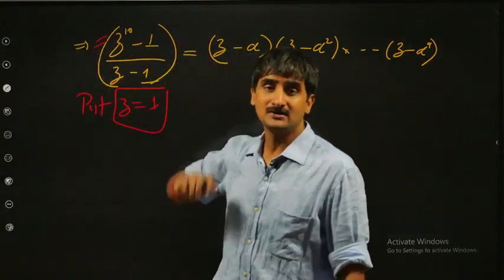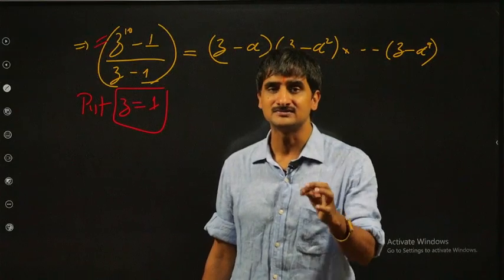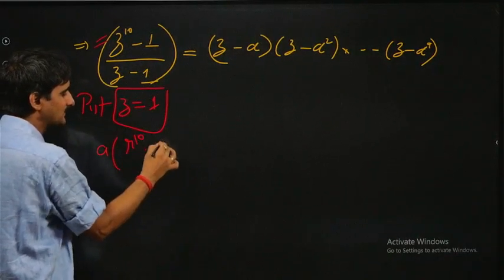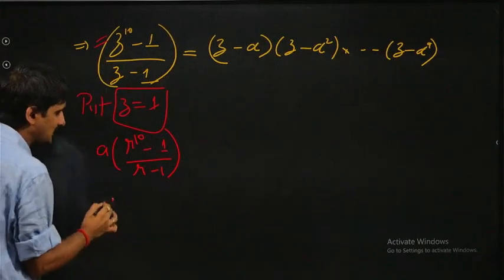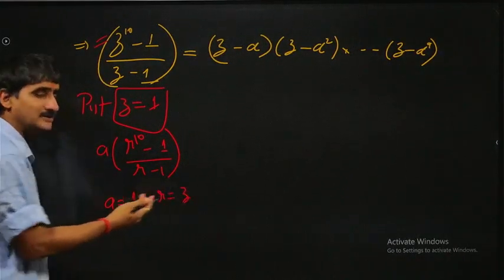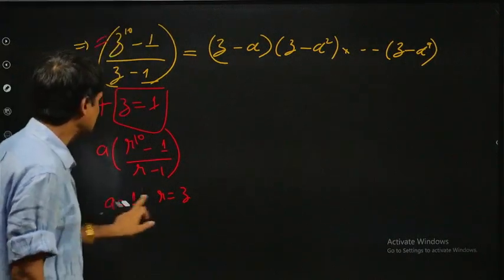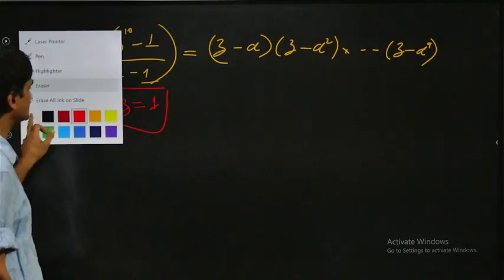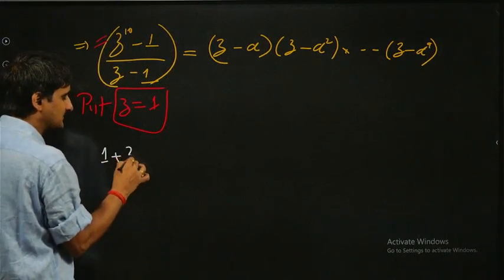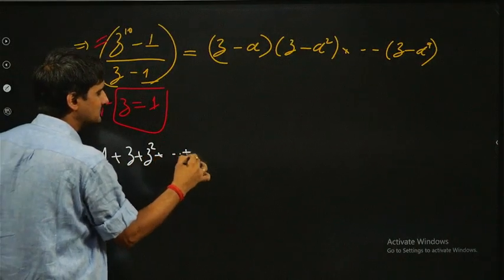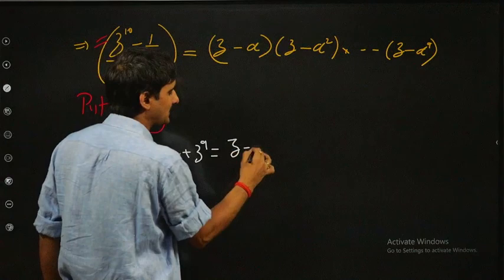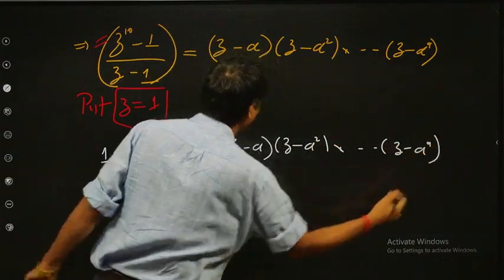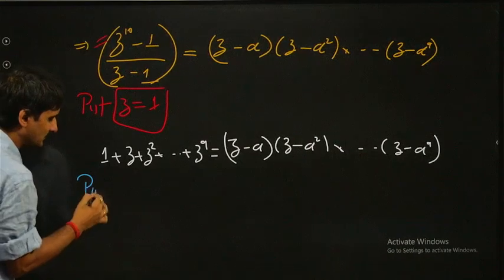Can't we compare it with the sum of a 10 term GP? The formula for the sum of a 10 term GP is A, the first term, (r raised to the power 10 minus 1) upon (r minus 1). So comparing it, can't we say that A is 1, r is z, and n is 10? That means I can replace the LHS, because you can't just evaluate this by putting z is equal to 1 here. So if I write it as a 10 term GP, it is 1 plus z plus ... up to z to the power 9. Now this is (z minus alpha square), and so on, till (z minus alpha raised to the power 9). Now put z is equal to 1.